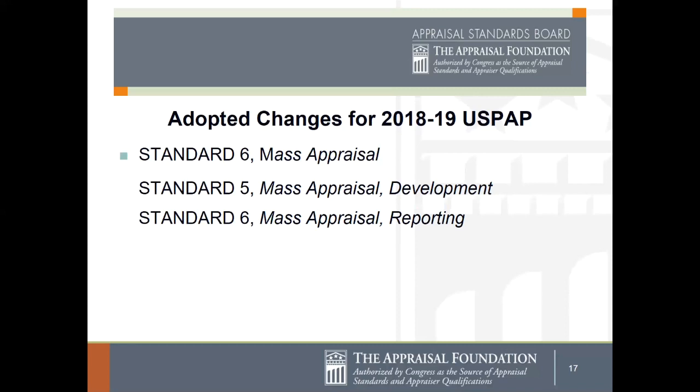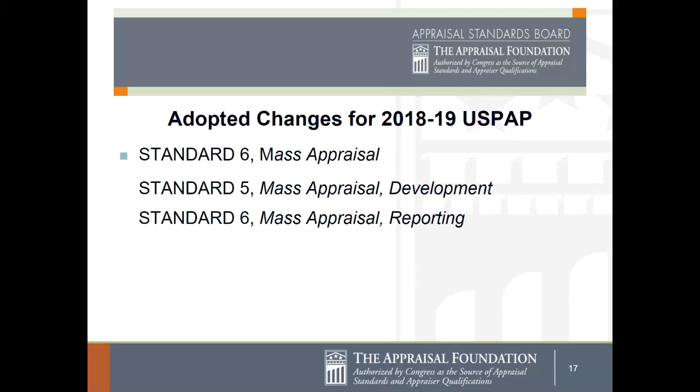And our next change looks like we have something similar here. Standard 6, mass appraisal, has been split into Standard 5, the development of mass appraisal, and Standard 6, the reporting. Is that the same type of rationale for why this was done as Standard 3? Yes, generally the same reasons that were discussed regarding appraisal review apply here.